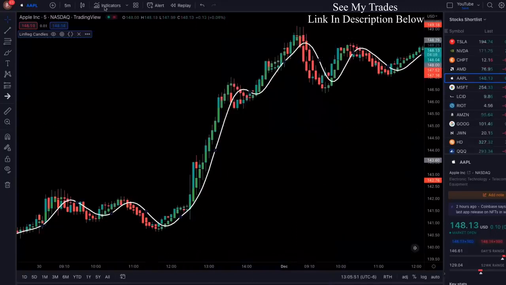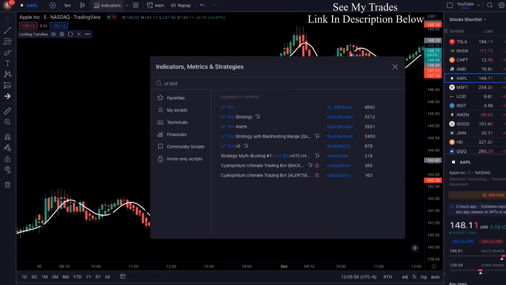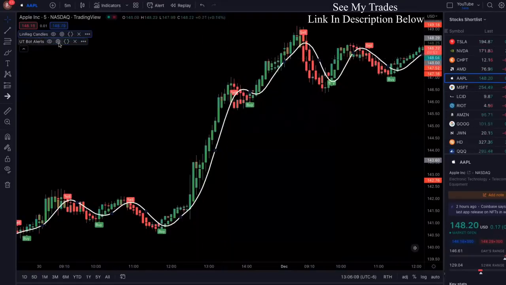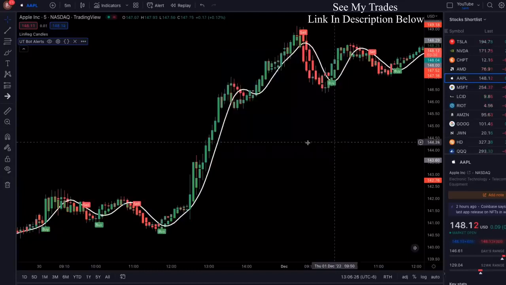So click OK. The second indicator we're going to be adding is the UT bot alerts. Not the UT bot strategy. This right here, the UT bot alerts by Quant Nomad. Click on that, get that added. And we're going to make some changes to this as well. Click on settings and then input. We're going to change the key value to 2, and we're going to make the ATR period 1. Okay, click OK.